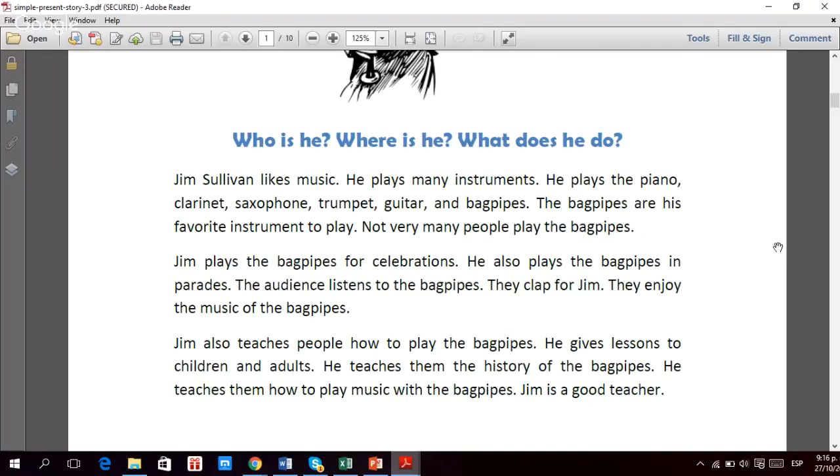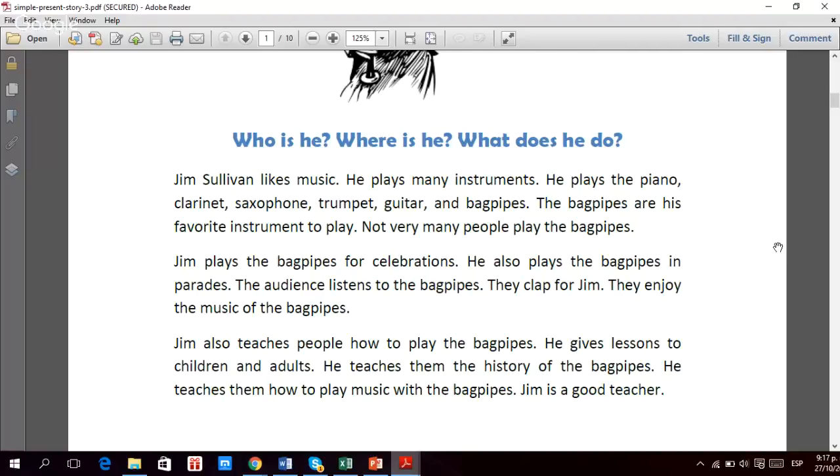I like music. I play many instruments. I play the piano, clarinet, saxophone, trumpet, guitar, and bagpipes. The bagpipes are my favorite instrument to play.